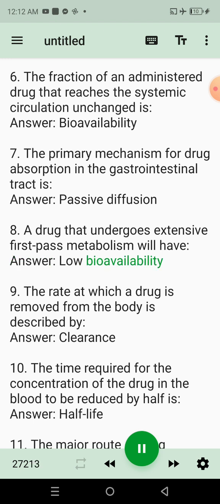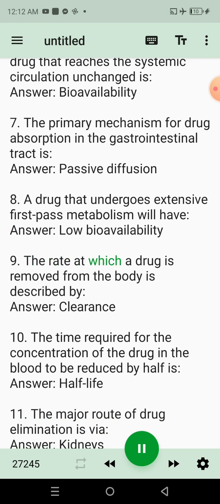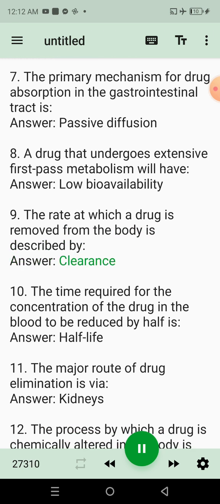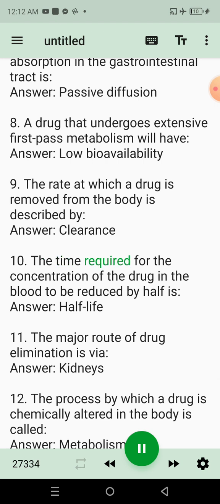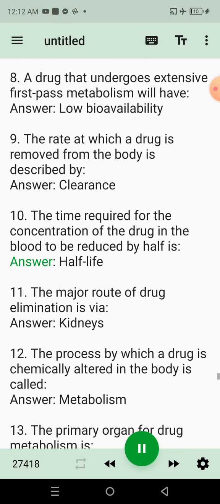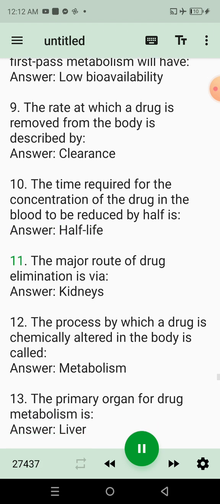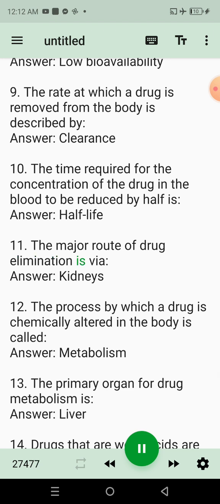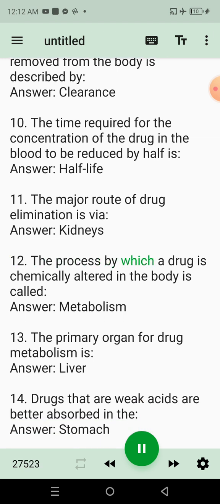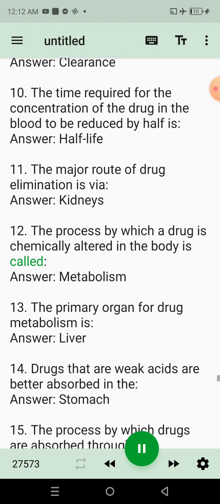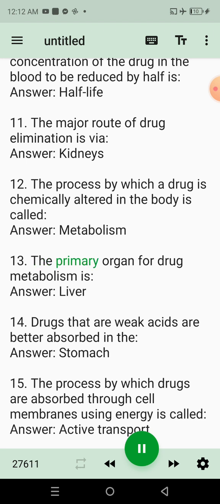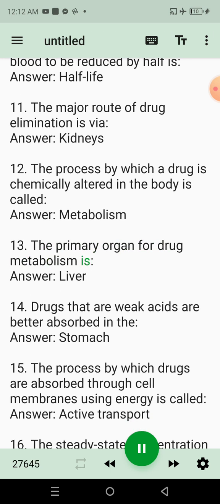Answer. Low bioavailability. 9. The rate at which a drug is removed from the body is described by. Answer. Clearance. 10. The time required for the concentration of the drug in the blood to be reduced by half is. Answer. Half-life. 11. The major route of drug elimination is via. Answer. Kidneys. 12. The process by which a drug is chemically altered in the body is called. Answer. Metabolism. 13. The primary organ for drug metabolism is.